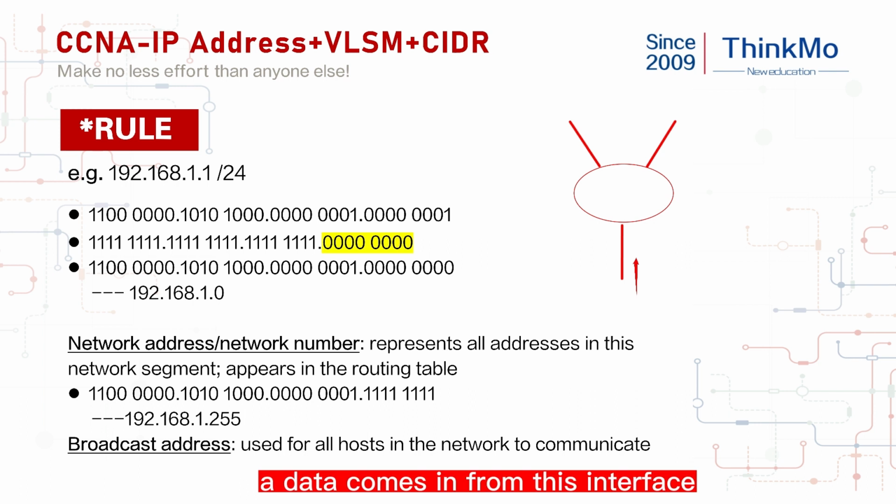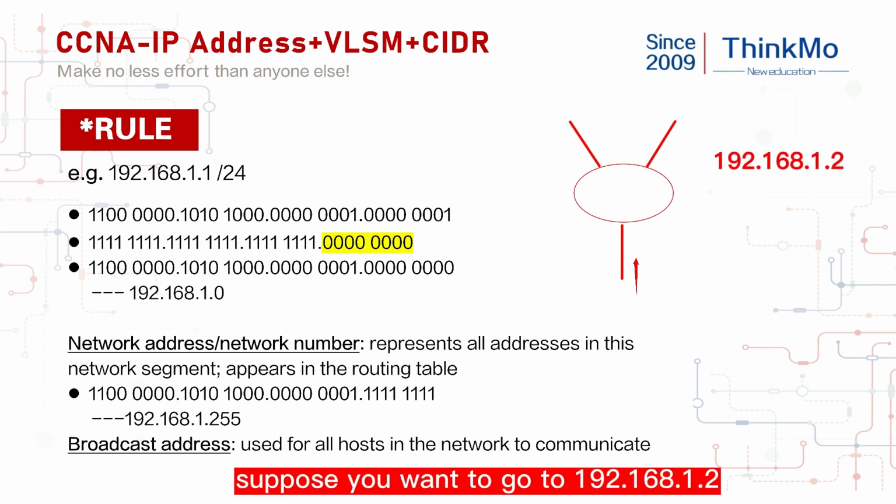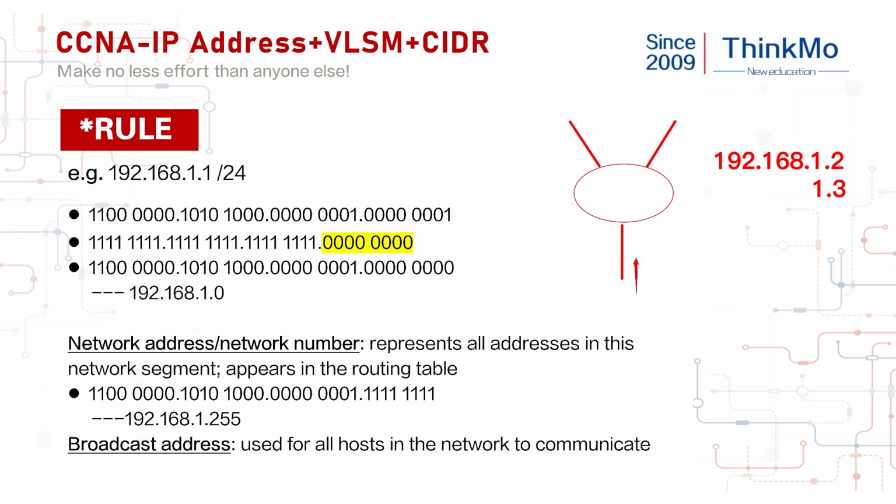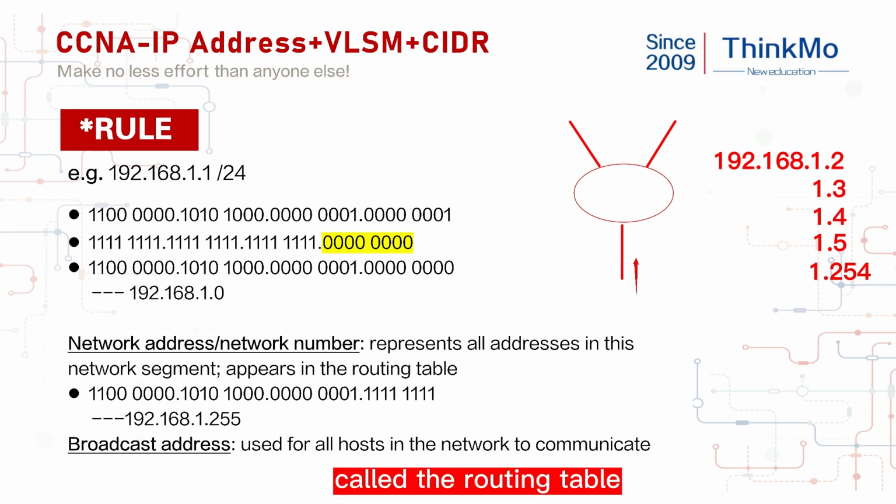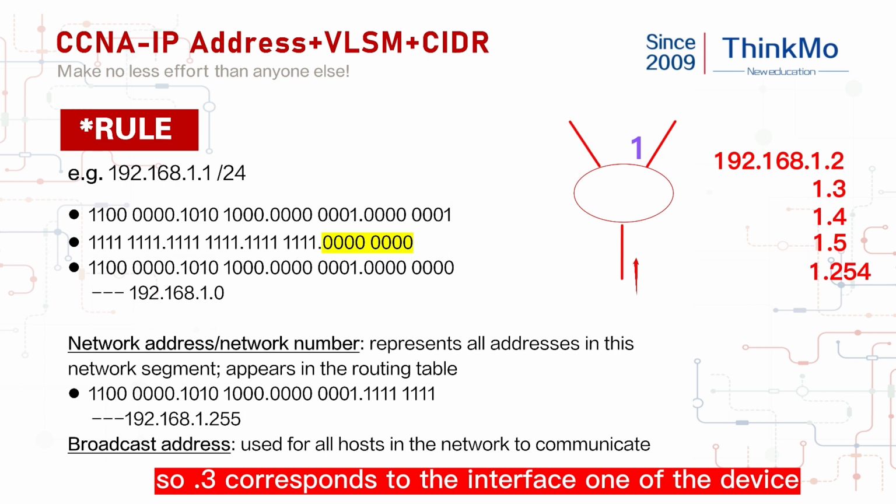A data packet comes in from this interface. Suppose you want to go to 192.168.1.2, I'll send it there. Then 0.3, go there, 0.4, go there, 0.5, all the way up to 0.254. There will be a table in the router called the routing table. That is to say, when data comes in, I need to look up the table to forward it. This is interface 1 of my device. If the data comes from 0.3, it is forwarded from interface 1. So 0.3 corresponds to interface 1 of the device.